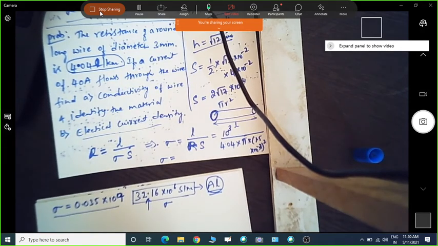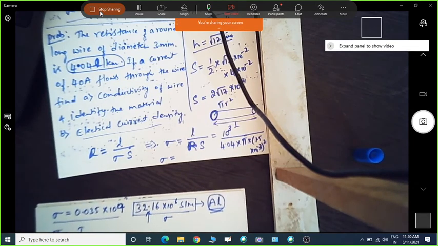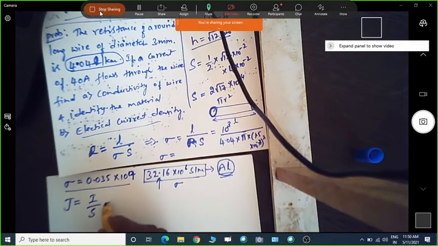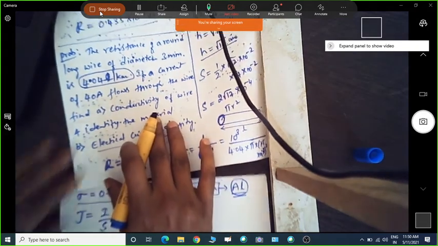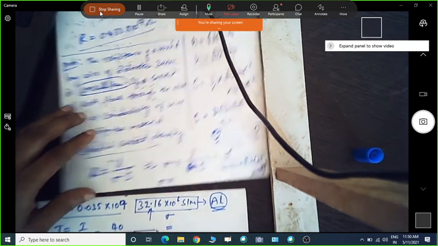Okay. Now you can find the current density, which is given by I by S, as we know from our discussion. The current flowing is 40 ampere, divided by pi into 1.5 into 10 power minus 3 whole square. So now you can find the current density.